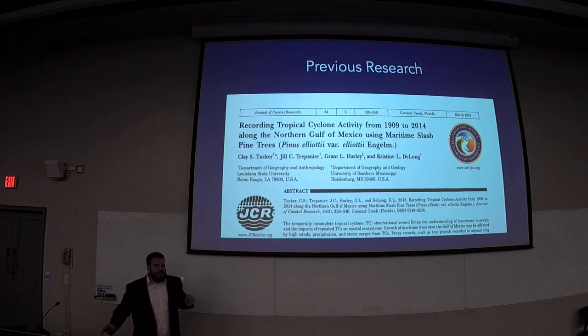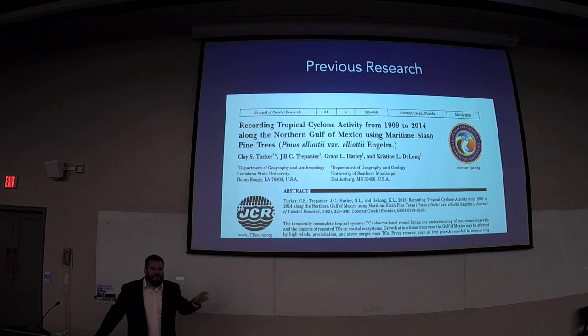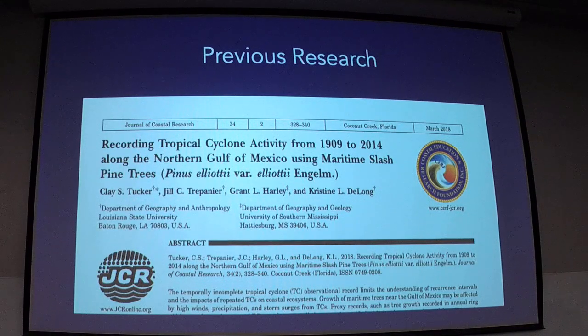I do want to mention some of the impetus for the research that I'll talk about today. This is a publication from my master's research that looked at pine trees in coastal Mississippi. Those pine trees right along the coast showed evidence of tropical cyclones, hurricanes, in the past. But what we really wanted to do was explore those data further and also see where else we might see these issues.